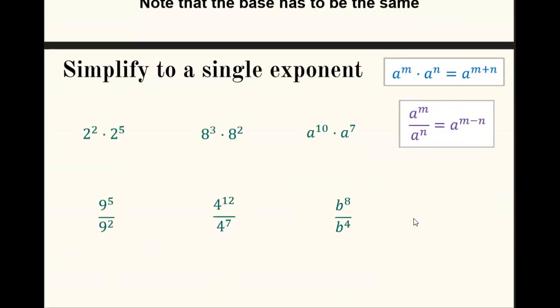So let's look at some examples here. Simplify to a single exponent. So we use this rule up here. When we multiply, we can add the exponents. This is going to be 2 to the 2 plus 5, which is 2 to the 7th. This will be 8 to the 3 plus 2, which is 8 to the 5th. Oh, this next one, we've got a variable as our base. Interesting. Does that change anything? Nah, that doesn't change anything. We can have a variable as a base. We just do the same rule. a to the 10 plus 7. That will be a to the 17th.